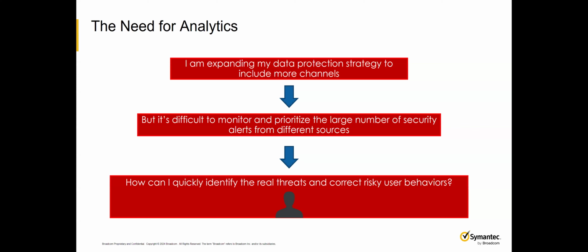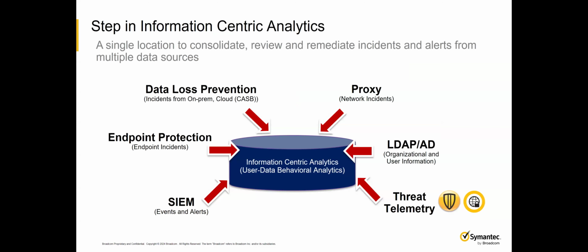So step in ICA. ICA is our user data behavioral analytics platform. It is a single portal to consolidate, analyze, review, and remediate incidents and alerts from multiple data sources. This slide shows a high-level view of those supported types of data integrations with DLP, proxy, endpoint protection, Active Directory, threat telemetry, to name but a few.